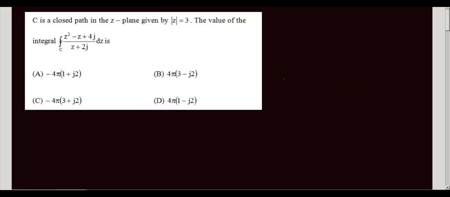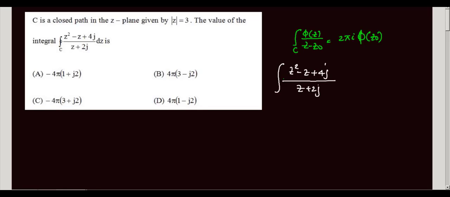So the next question is given on complex variables. So you know, the integral over c of phi of z by (z minus z naught) equals 2 pi i into f of phi of z naught. Okay, wow. What is the given question? Phi of z is z square minus z plus 4z, over z plus 2j. The given condition is mod z equal to 3, and z equal to minus 2j. If you place minus 2j here, what is the magnitude? The magnitude is 2, it is less than 3, so it lies within this circle.